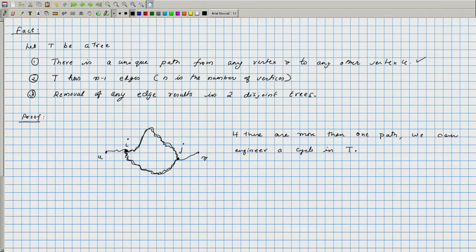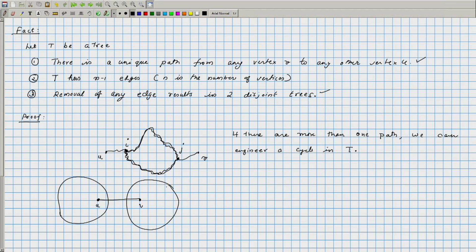Okay. We will now prove statement 3 that removal of any edge results in two disjoint trees. Okay. How do we show this? Well, let us look at one particular edge u comma v. So, there is a direct edge between u and v. Suppose we remove this. Okay. Now, look at all the vertices which are connected to u and all the vertices which are connected to v.